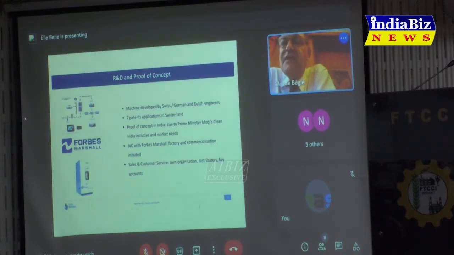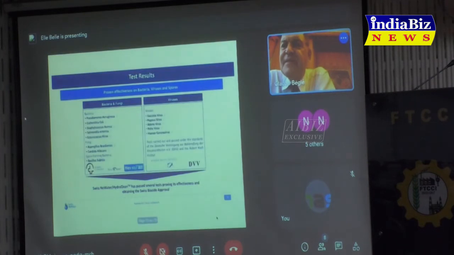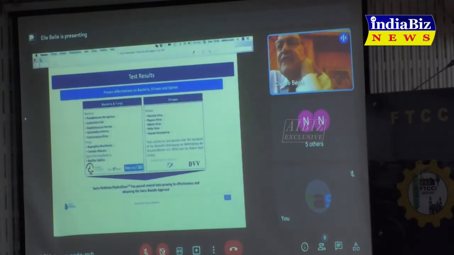We have a joint venture with Forbes Marshall. We built the beginning of a factory, and we also started the commercialization. Now we have a commercialization partially through our own sales force and distributors and key accounts. Next, please. All of that product is highly efficient.